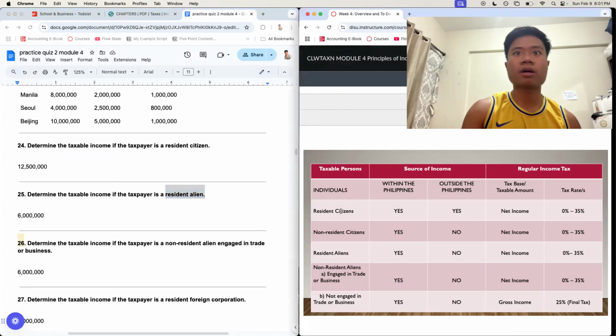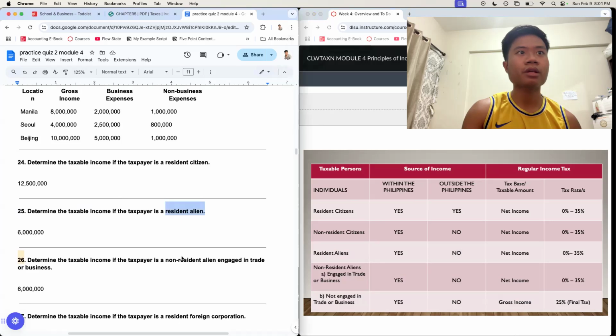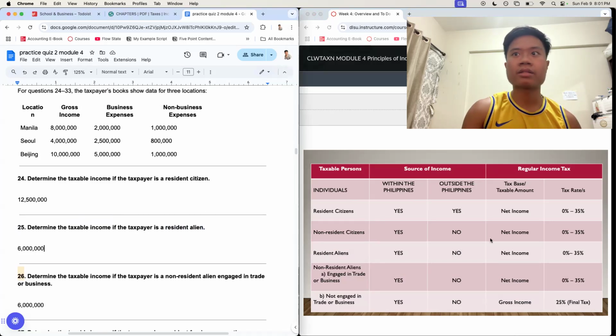For 25, once again, it's asking for taxable income of a resident alien. So we want to see where is the row for resident alien. Yes, no, net income, graduated tax rate. So its taxable income is not including outside the Philippines. So we disregard these two rows because they're outside of the Philippines. And since it's asking for net income, it's just 8 million minus 2 million, which will give us 6 million.